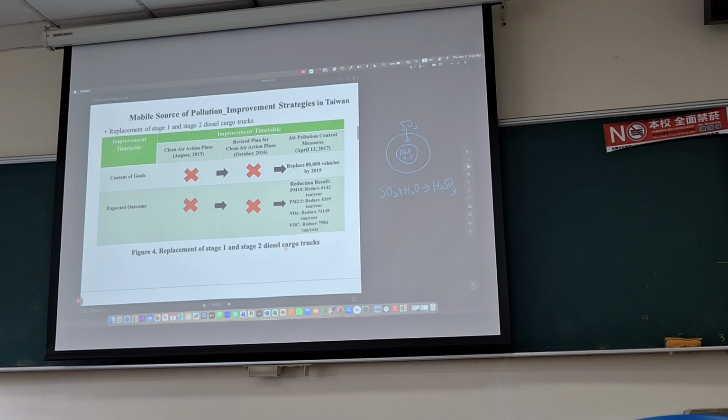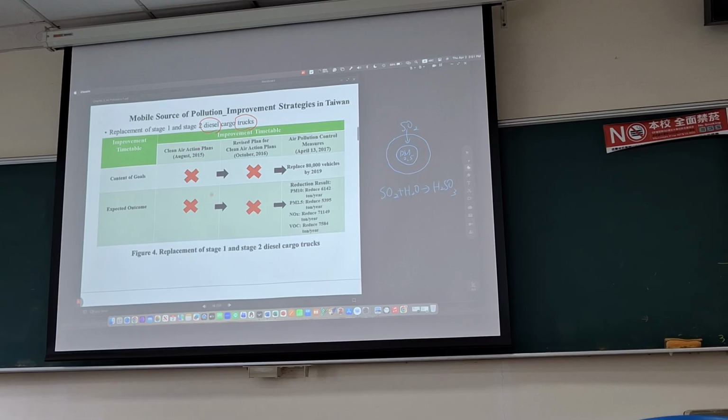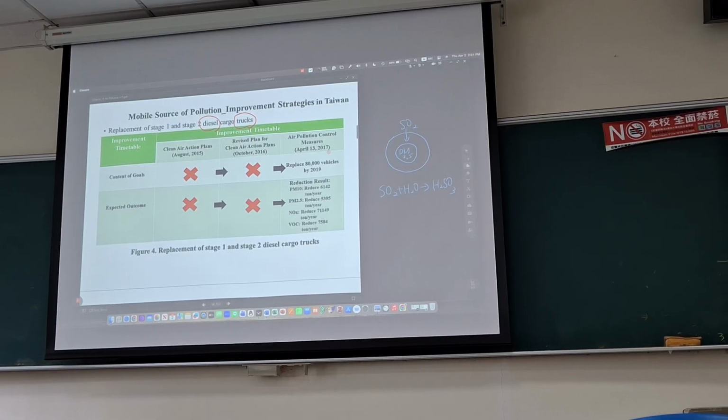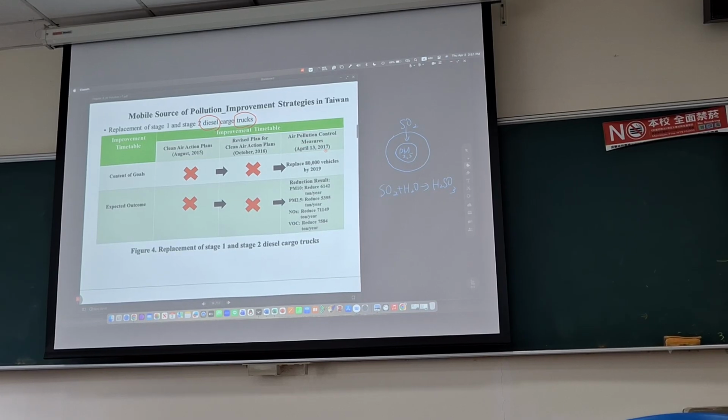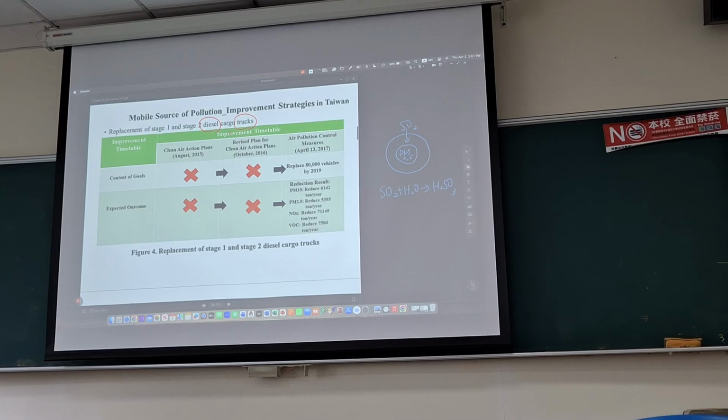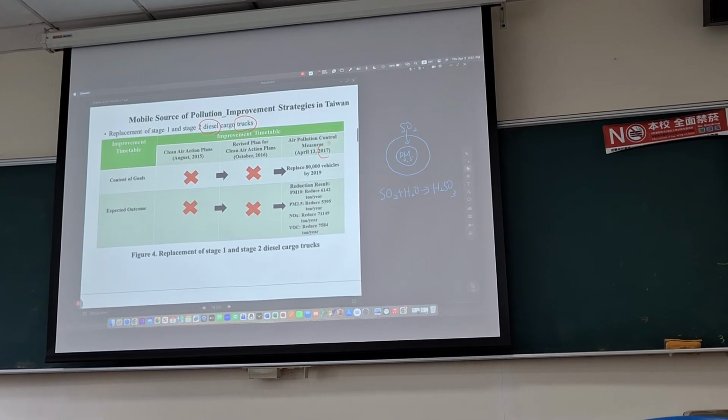And the second one is the truck. Trucks normally use diesel, and we know diesel actually is very polluting. Although it saves energy, it's very polluting. So the Taiwanese government didn't do anything before 2017 to refine the diesel cargo trucks.